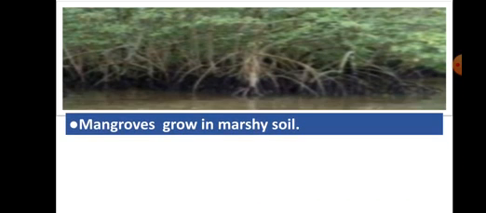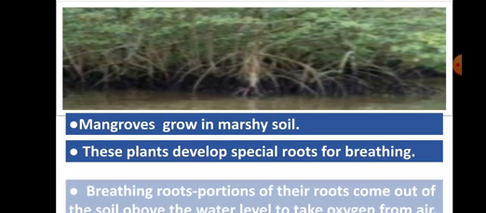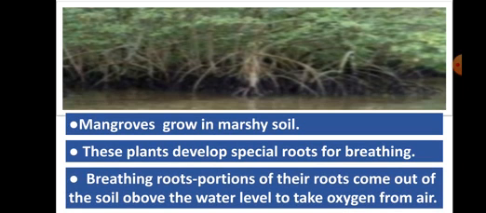Now next, which area? Marsh area, and the plants are mangrove plants. Mangroves grow in marshy soil. Second point, these plants develop special roots for breathing. This is important: breathing roots.